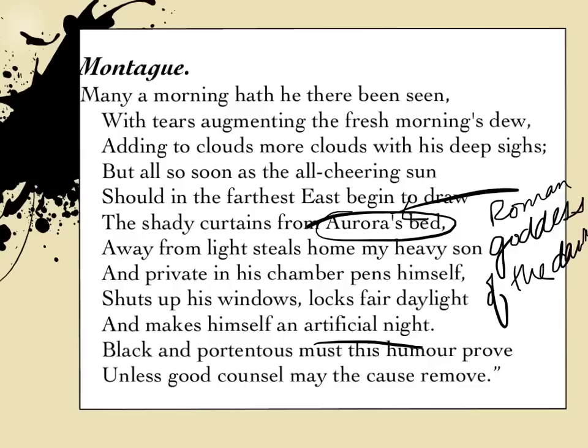So, let me write dawn down here. So you can see that Shakespeare uses this allusion to Aurora in order to paint the image that Romeo is coming in as the dawn is coming out. So it's a very simple image that he's creating here, but he has stepped up his writing in terms of using the device of allusion.